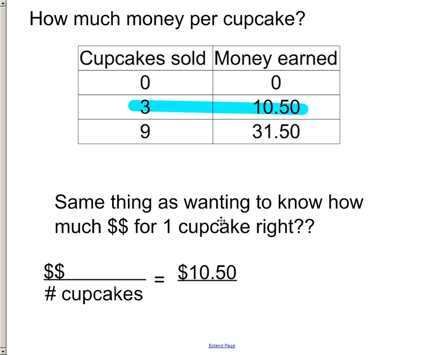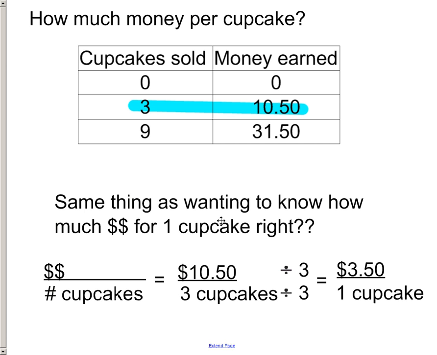So let's use this one, 1050 on top because that's money, and 3 cupcakes on the bottom. What would I do to turn this rate into a unit rate? Divide top and bottom by, hopefully you said 3. So 1050 divided by 3 is 350, and 3 divided by 3 is 1. So it's $3.50 for 1 cupcake. That unit rate actually gave us an answer there. That also lets us figure out, well, how much would it cost for 2,500 cupcakes? You could just multiply it by the cost of that 1 cupcake.